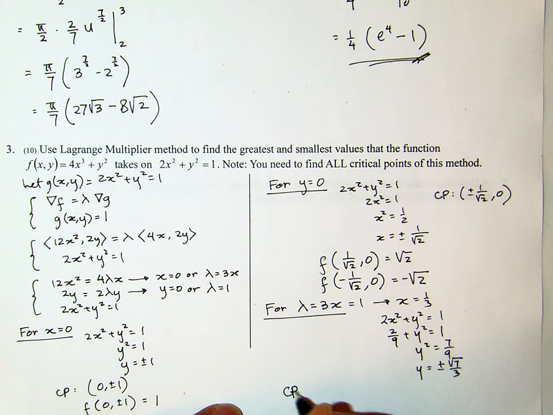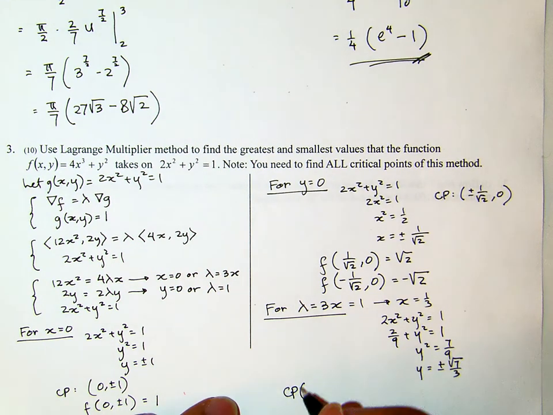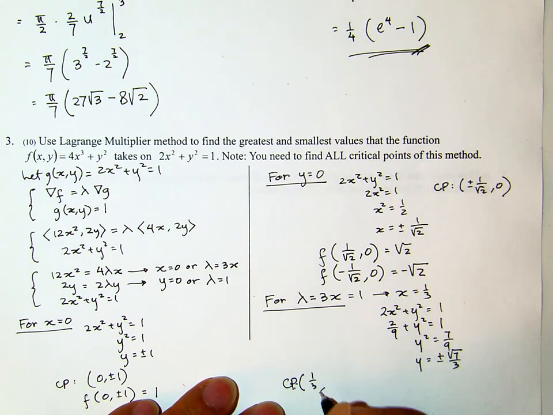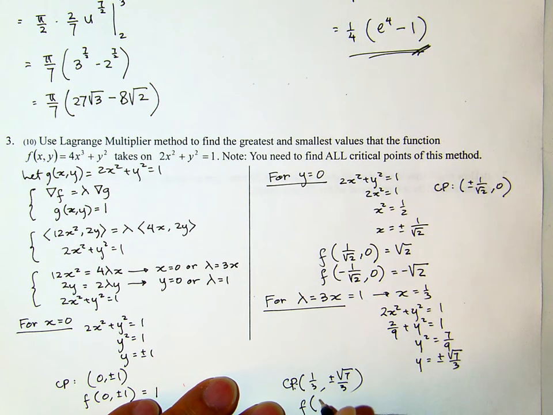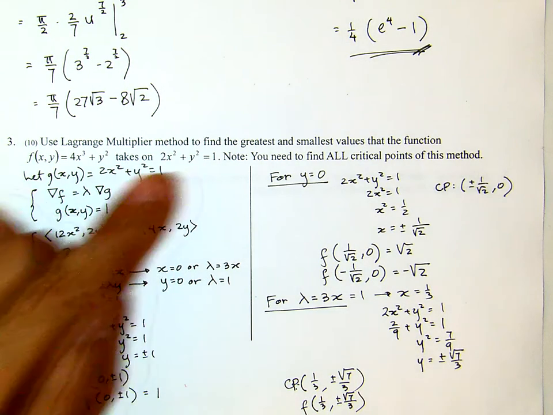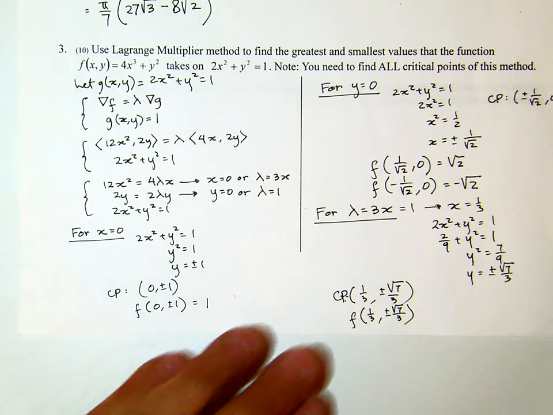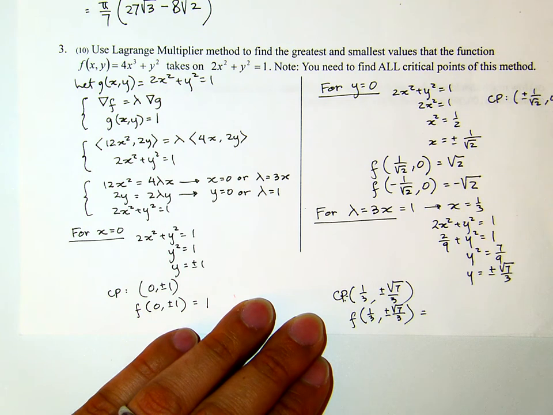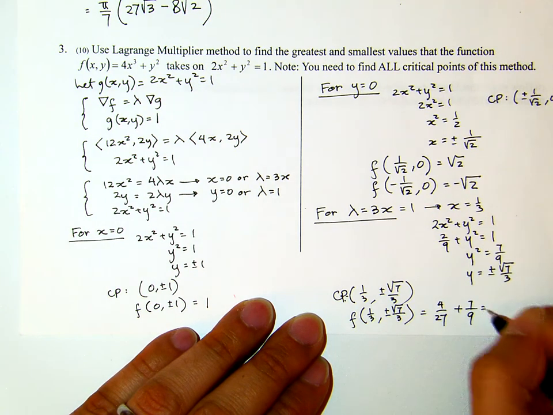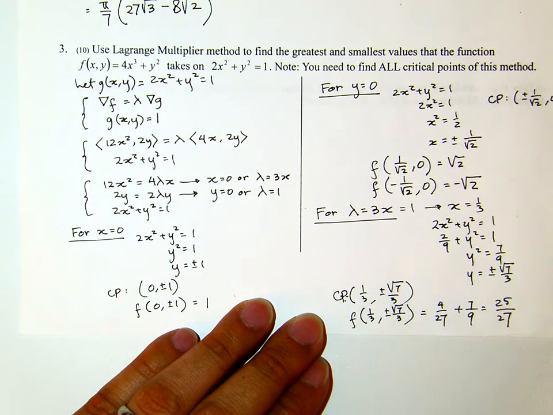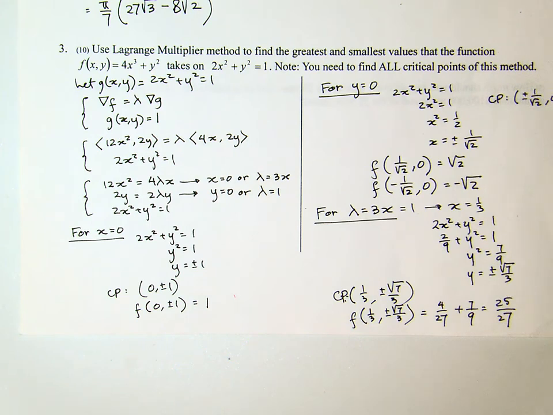So the critical points are (1/3, plus or minus square root of 7 over 3), for which f of that, since y happens to be an even function, will be 4 over 27 plus 7 over 9, which, times 3, 21 plus 4, is 25 over 27. Okay, that's all the possible critical points.